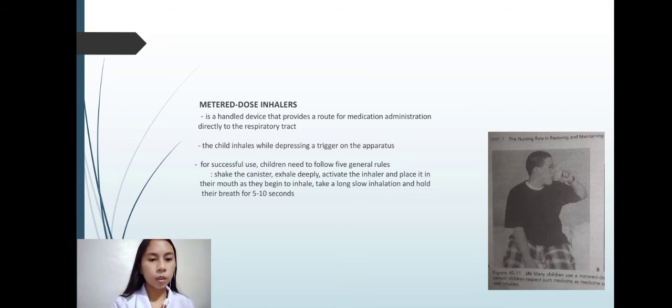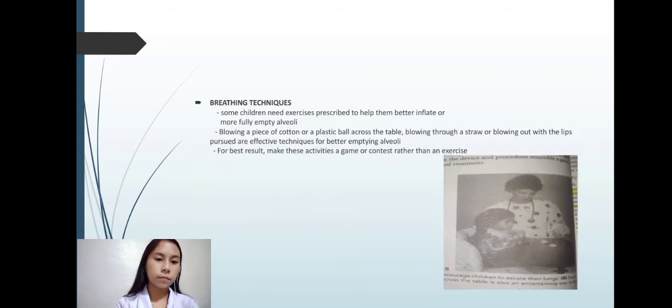And the next one is incentive spirometry. It is a device that encourages children to inhale deeply to accelerate the lungs' function and to move mucus. Children need instructions on how to use this type of device because their first impression is that they should blow out against the mouthpiece rather than inhale. So, breathing techniques. Some children need exercises prescribed to help them better inflate or more fully empty the alveoli.